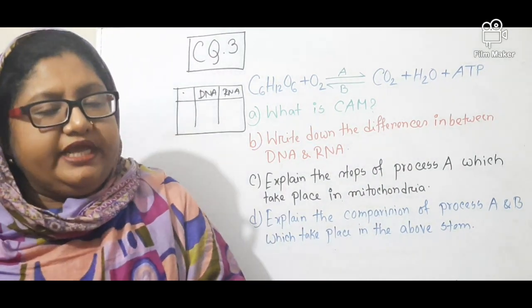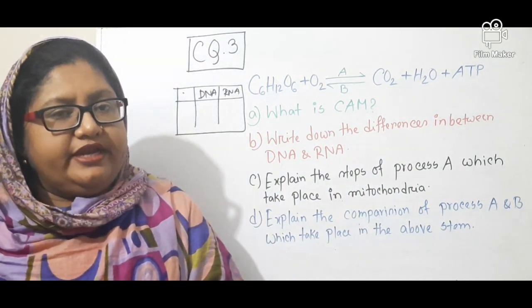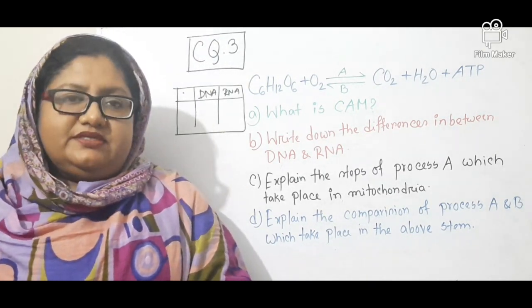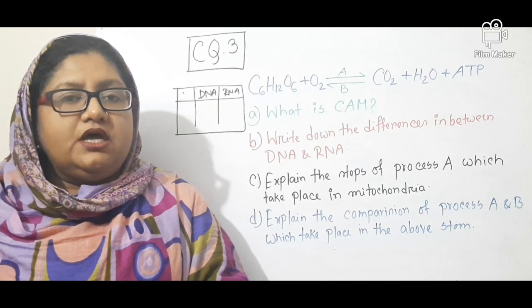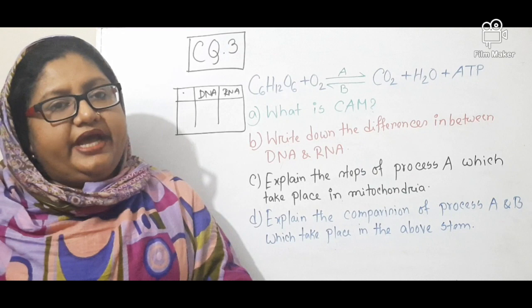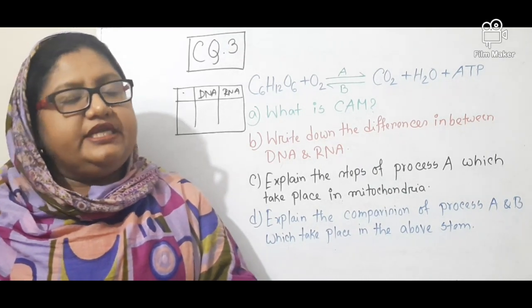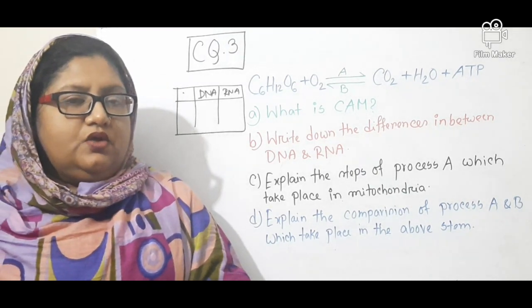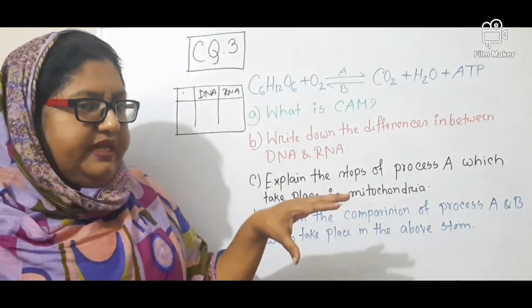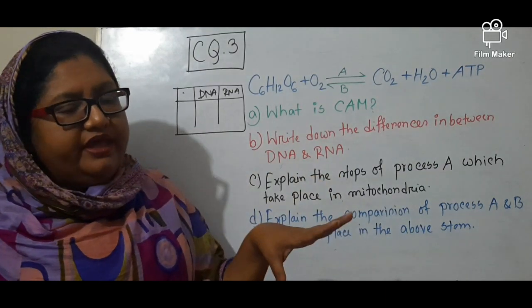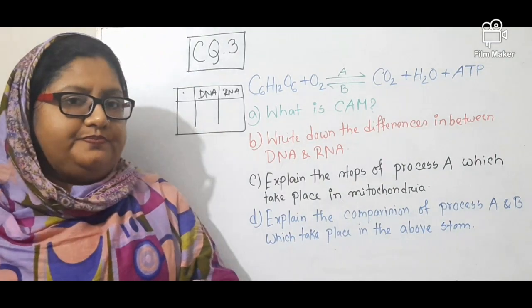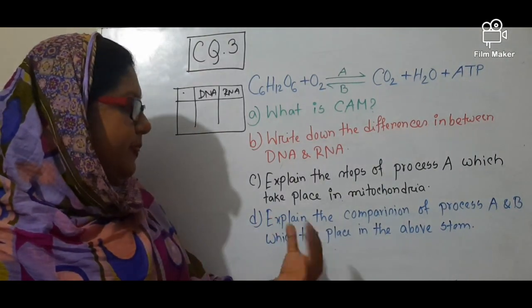So, in case of answering this question, you will write at first the process A indicates respiration. The 2 steps of respiration which take place in mitochondria are known as Krebs cycle and electron transfer system, which are described below. Then you will first explain Krebs cycle, and then later on you will describe electron transfer system. Next, number D.